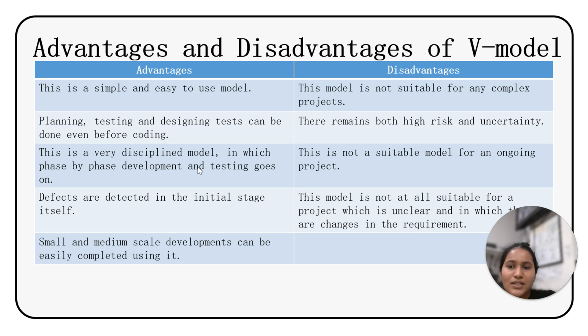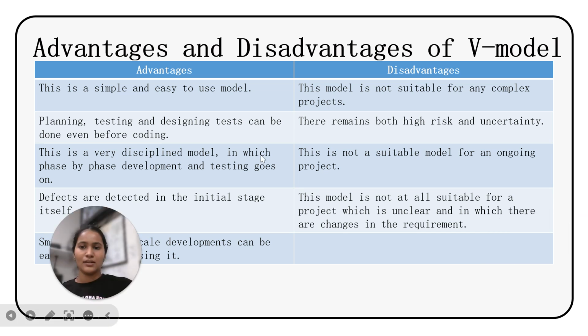Now comes the disadvantages. So, this model is not suitable for any complex projects. There remains both high risk and uncertainty. This is not a suitable model for an ongoing project. This model is not at all suitable for projects which are unclear and in which there are changes in requirements. So this was all about the V model. Now, the next model is the incremental model.